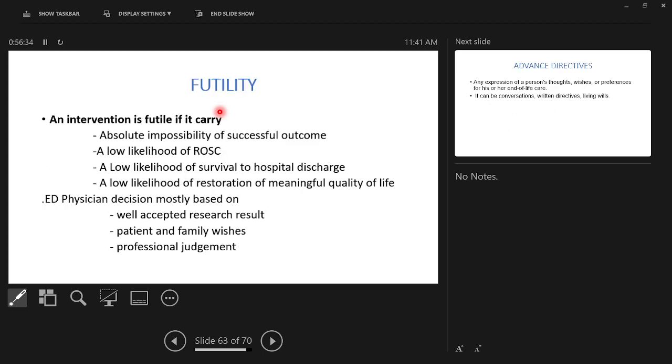Regarding futility, an intervention is mostly called futile when there is absolute impossibility of a successful outcome, or when there is a very low likelihood of survival to hospital discharge, or a very low likelihood of restoration of meaningful quality of life. It is also very difficult to determine whether a patient is futile or not. So the decision of whether to give CPR will be based on well accepted research results, and we have to collaborate this with the opinion of the patient and family, and give a professional judgment regarding that.